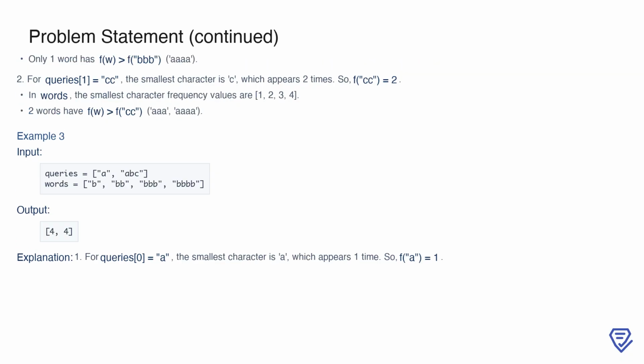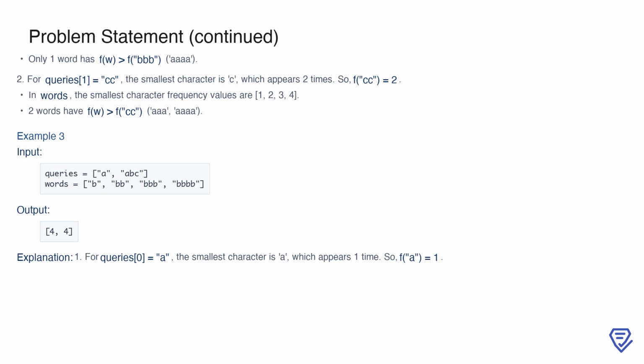For the second query in the same example, "cc", the smallest character is c, which appears 2 times, so f(cc) equals 2. Among the words, their smallest character frequencies remain the same at 1, 2, 3, and 4. This time, 2 words, "aaa" and "aaaa", have f(w) greater than 2. Therefore, the count for cc is 2, resulting in an output of [1, 2].